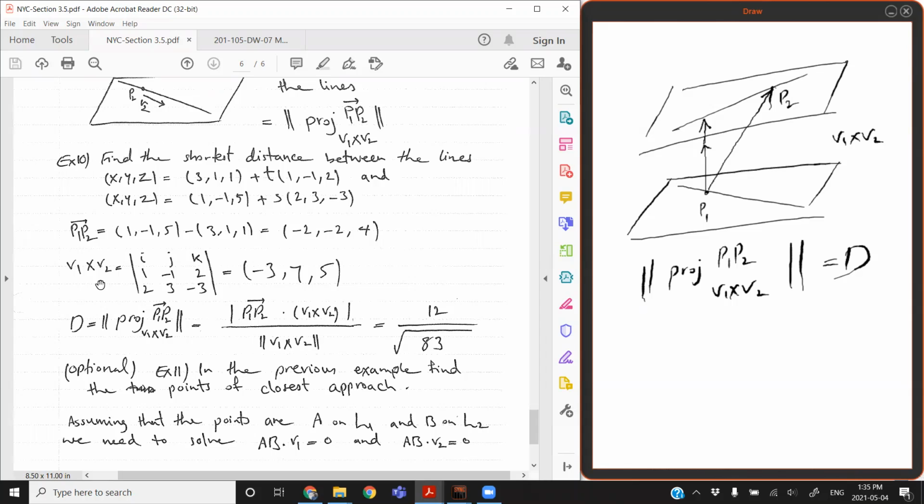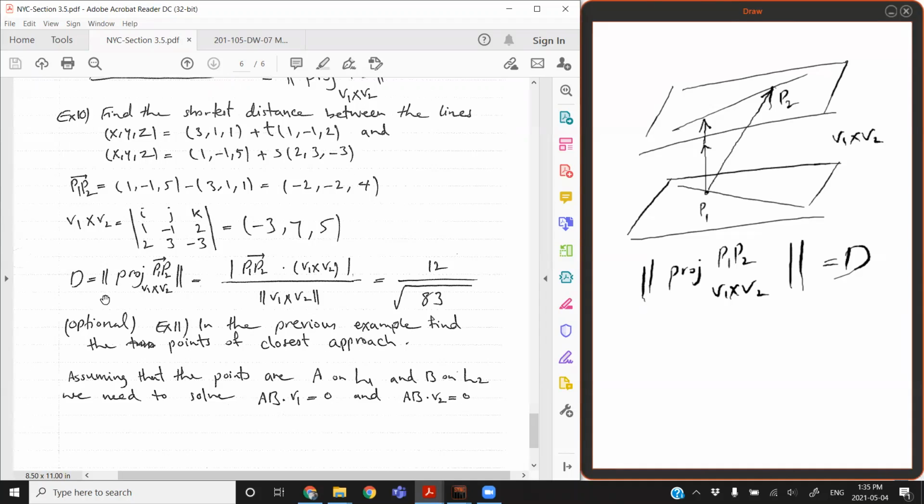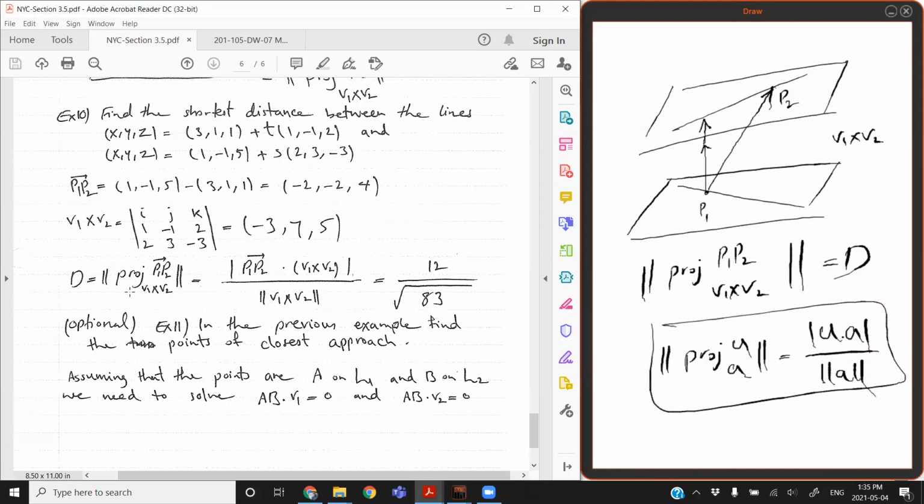You can cross V1 and V2 using the definition, you get that. And then you just use the formula for the norm of the projection. We know the formula for the norm of the projection of U along A is going to be absolute value of U dot A over norm of A. So we use that formula, and we get the answer. So that would be the shortest distance between the two skewed lines.